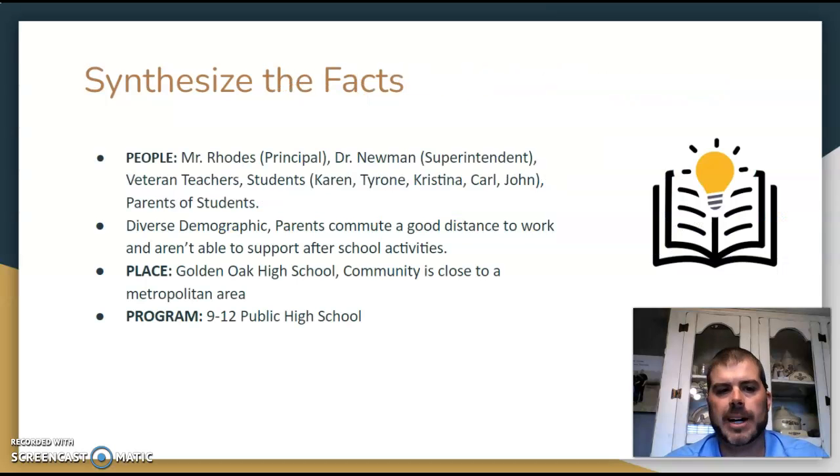Now we're going to synthesize the facts. What are the facts in this case? The people involved, like mentioned earlier, were Mr. Rhodes, myself, the principal, Dr. Newman, the superintendent, our veteran teachers, students Karen, Tyrone, Christina, Carl, and John, and then parents of the students. We have a diverse demographic. Our parents commute a good distance to work and aren't able to support after-school activities. The place is Golden Oak High School, which is a community that is close to a metropolitan area. Our program is a 9 through 12 public high school.